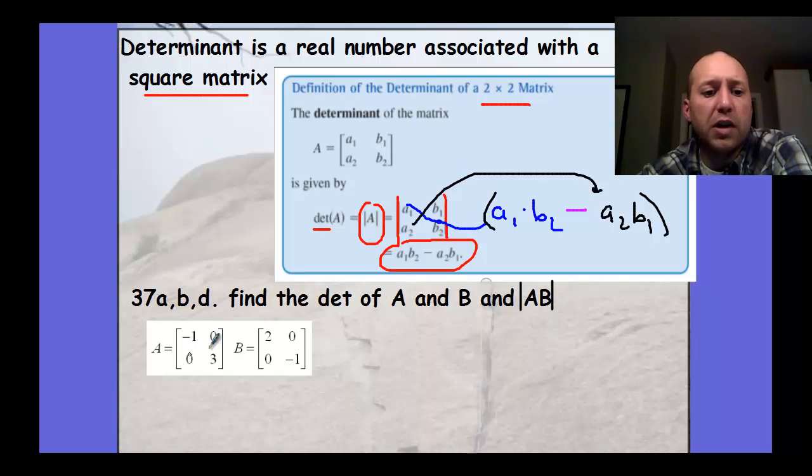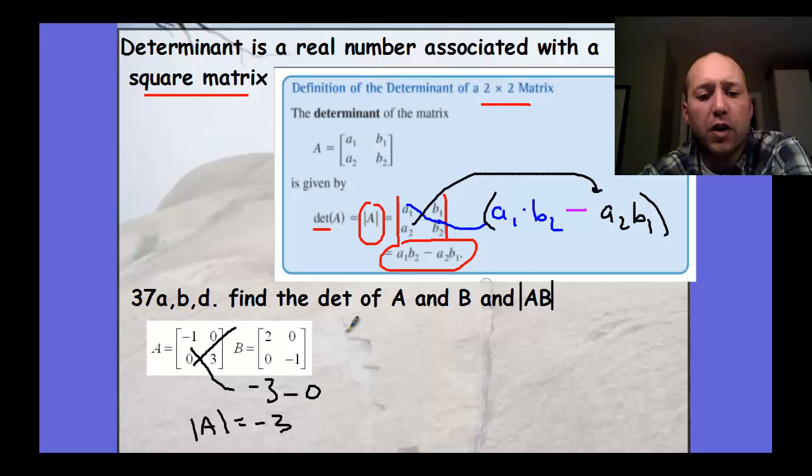So let's find the determinant here of A. A would be the downward diagonal, which is -3, minus the upward diagonal, which is 0. So the determinant of A is equal to -3. For B, the determinant of B is going to be -2 minus 0, so that's -2. And so the determinant of B is -2.